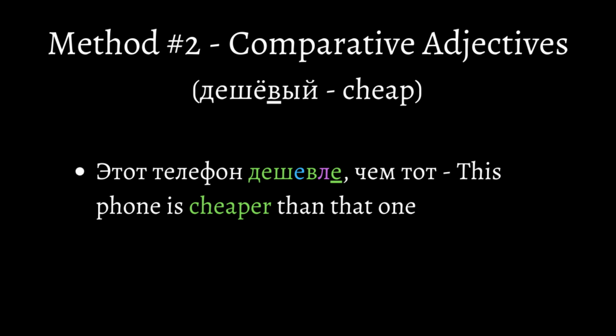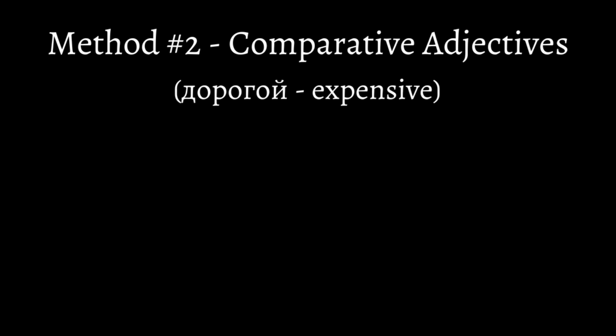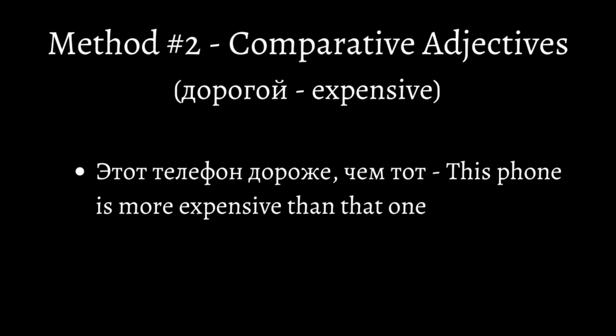Here we have дорогой, meaning expensive, and it follows the second pattern with a spelling change. Этот телефон дороже, чем тот. This phone is more expensive than that one. Дорогой drops the ending and gets ye, but unlike in English, it only has one form and changes ge to je.